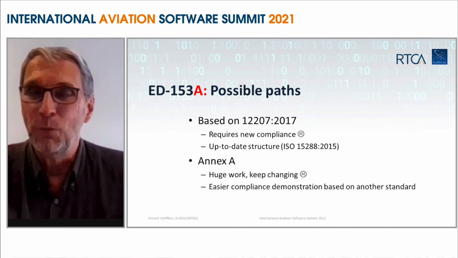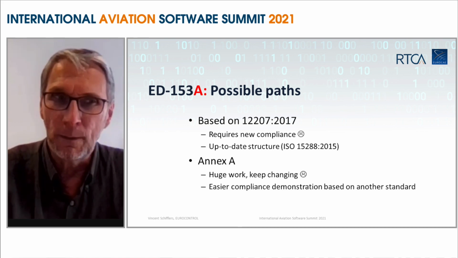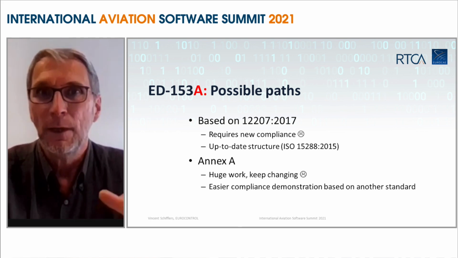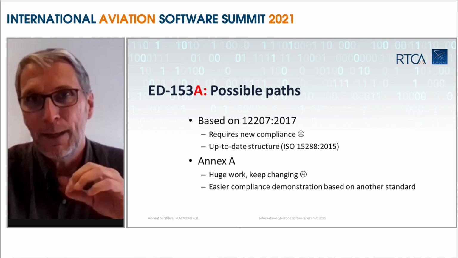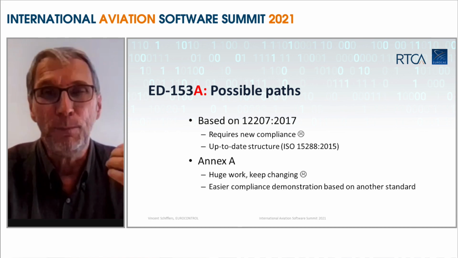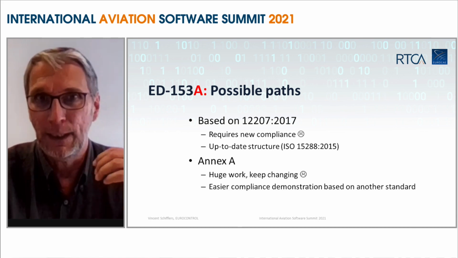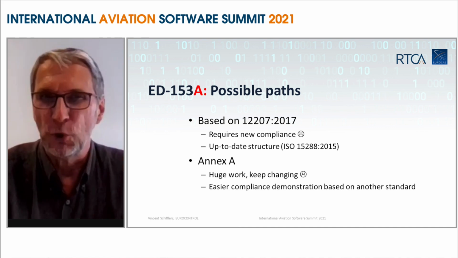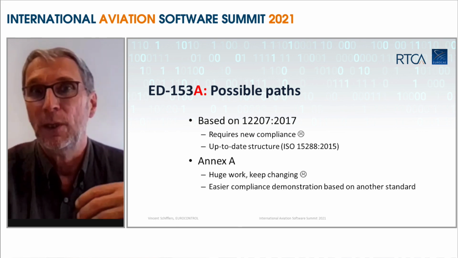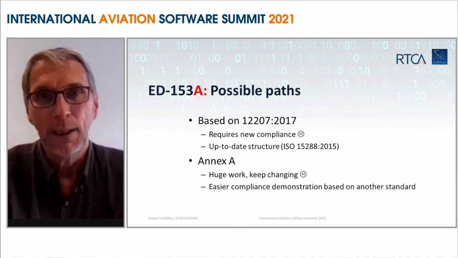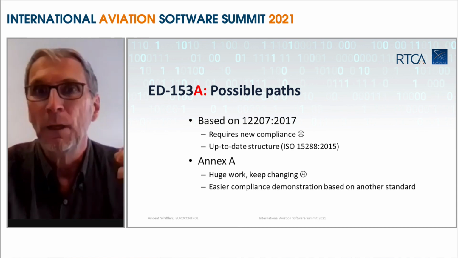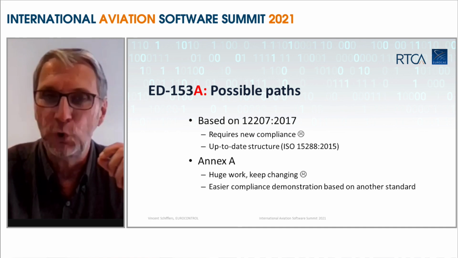So once again, going for ED-153A, a possible path would be to say, well, ED-153 at the beginning was based on 12207. Let's keep this base. But unfortunately, the new version of 12207 uses a different structure. Meaning, if we have a different structure, we won't be able to keep the same numbering scheme as today in ED-153. Also keep an eye on Annex A, which is a huge work, and it keeps changing because we're trying there to do the mapping with different standards. As I said, 12207, IEC 61508, ED-109A, and so on. It makes it easier for somebody using another standard than ED-153 to have it, let's say, out of the box. Fair, but they have to do it once and only once.